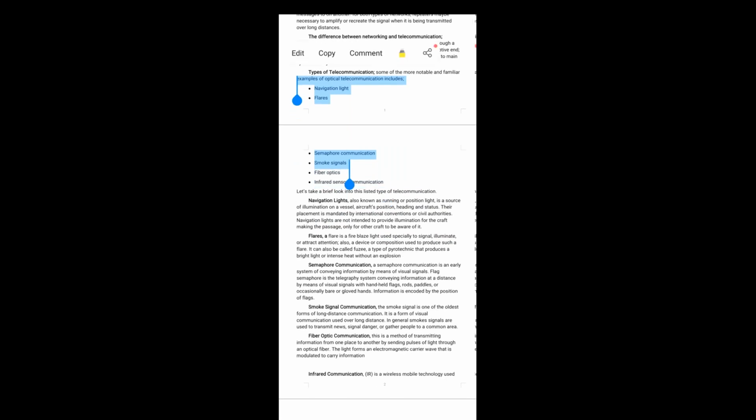Navigation light is also known as running or position light. It's a source of illumination on a vessel or aircraft showing position, heading and status. Their placement is mandated by the International Convention or civil authorities. Navigation lights are not intended to provide illumination for the aircraft, but only for other craft to be aware of it. Navigation lights are actually used mostly on your aircraft and your vessels.